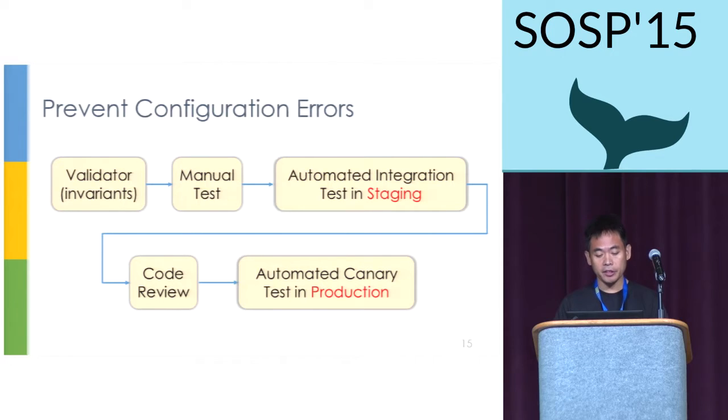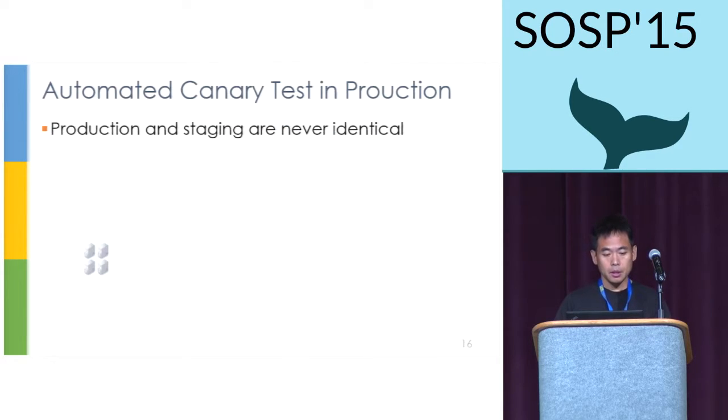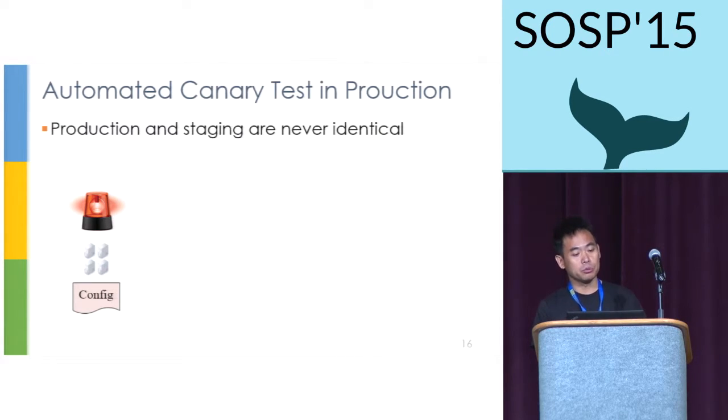Why do we test in production? The reason is because production and staging environments are never identical. There are always some of the trickiest problems that only show up in production. So during the canary test, we typically deploy the new configuration file to a smaller number of servers and monitor the key metrics. This is automated, no human involved.